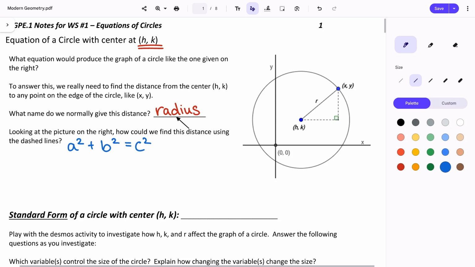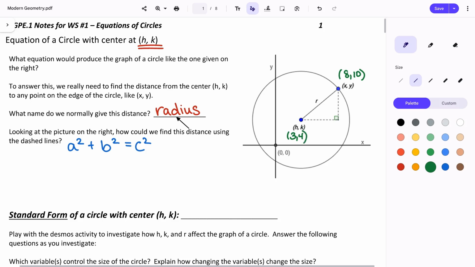Now, I don't have any numbers, but like I said, I'm going to put in some pretend numbers here. I'm just going to grab a couple of things that make sense based on our picture, and we're going to go forward with them and see what happens. So for my graph here, for x, y, I'm going to call this point 8, 10. And I'm going to call the center h, k. I'm going to say that's at 3, 4.